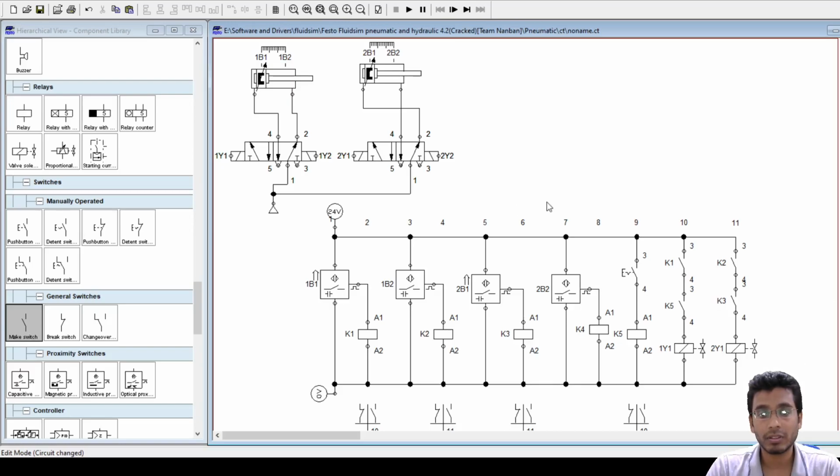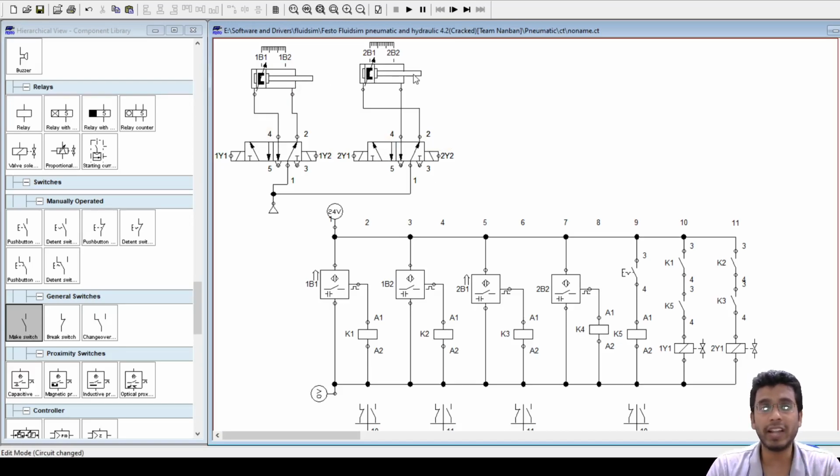Sir, K2 and K4 both should be there, meaning the relay should be sensed. No, it will be sensed by 2B2, that is K4. So from the first cylinder, the extended position should be there, sir. No, see, you have already ensured that, since this has extended, only then this extended.